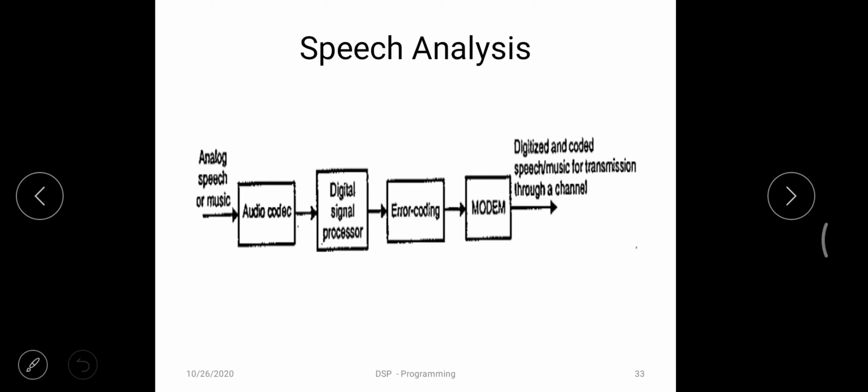Then for the modulation purpose, it will be given to the modem. So finally we will get a digitized and coded speech signal. Okay, so this is how we are using DSP in speech analysis. This is one simple example I have taken for the applications of DSP.